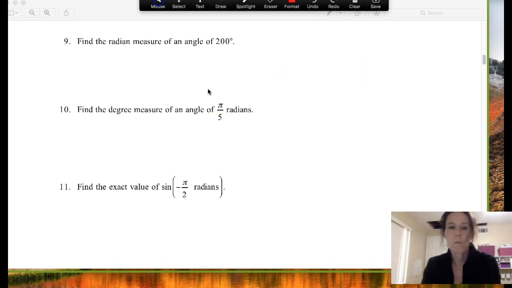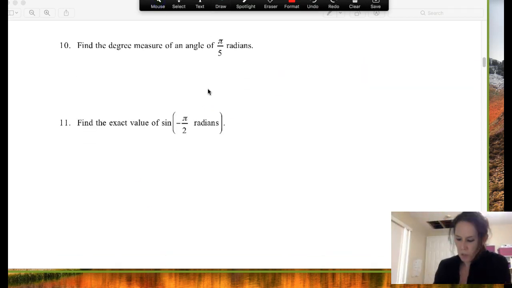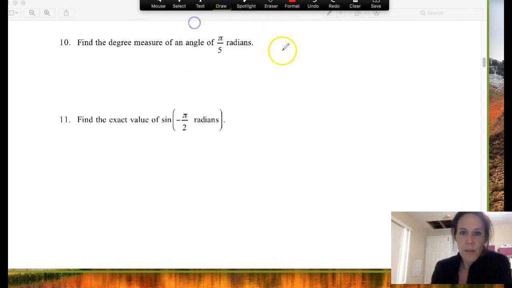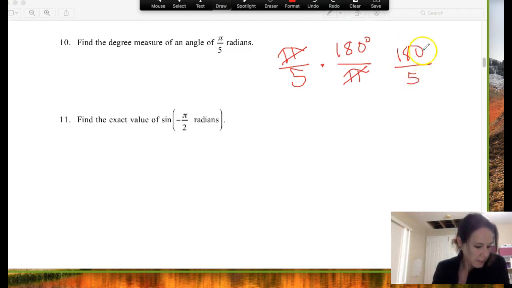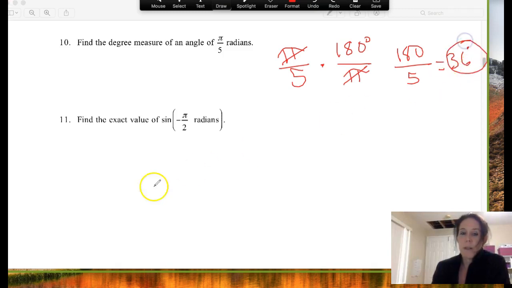All right. Okay, number 10, we want the degree measure. So we're going to do the opposite conversion. If we have an angle in radians, pi over 5, and we want the degrees, instead of multiplying by pi over 180, I multiply by 180 over pi. And they're still equivalent, still multiplying by 1. So when we do this, we cross the pi's out, and we're left with 180 over 5. And let's see, 5 goes into 180 36 times, so 36 degrees. And there you have it.